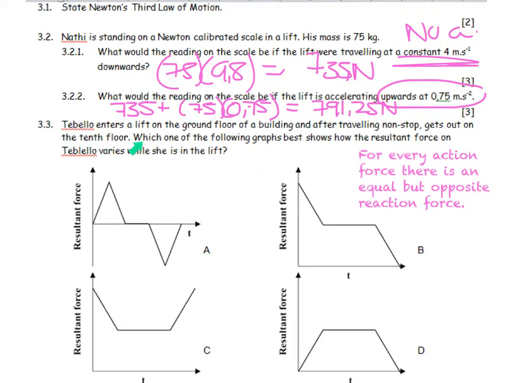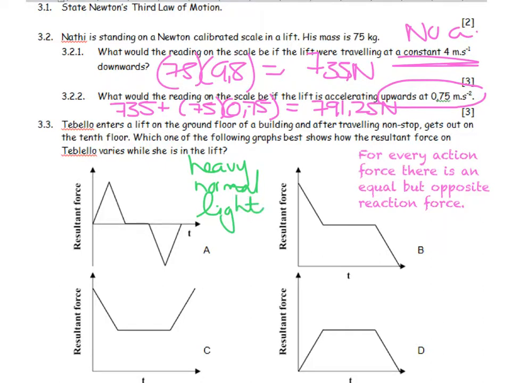Tabello enters this lift on the ground floor of a building, and after traveling non-stop gets out on the 10th floor. Which of the following graphs best shows how the resultant force on Tabello varies while she is in the lift? So the first thing is she's getting in on the ground floor. She's going to feel heavy. Then she's going to suddenly get to normal. Then she will feel light.